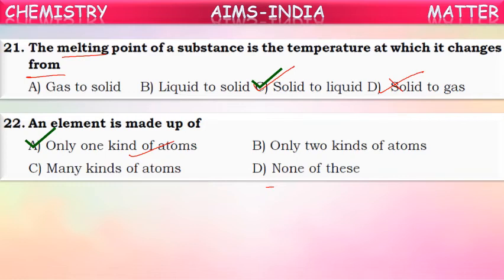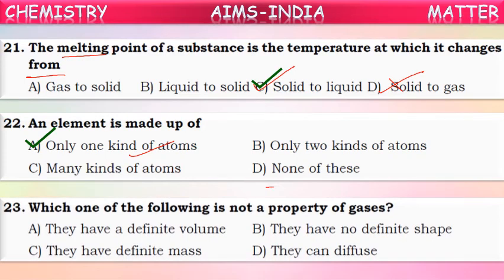Now come to the next question. Which one of the following is not a property of gases? They have a definite volume? No. Actually, gases will not have a definite volume or a definite shape. That's why the first option is wrong. They have no definite shape, yes, correct. They have definite mass, yes, gases have definite mass. They can diffuse, yes, they can diffuse. The question asked which one is not a property. So the first one is not a property. That's why A option is the correct option.